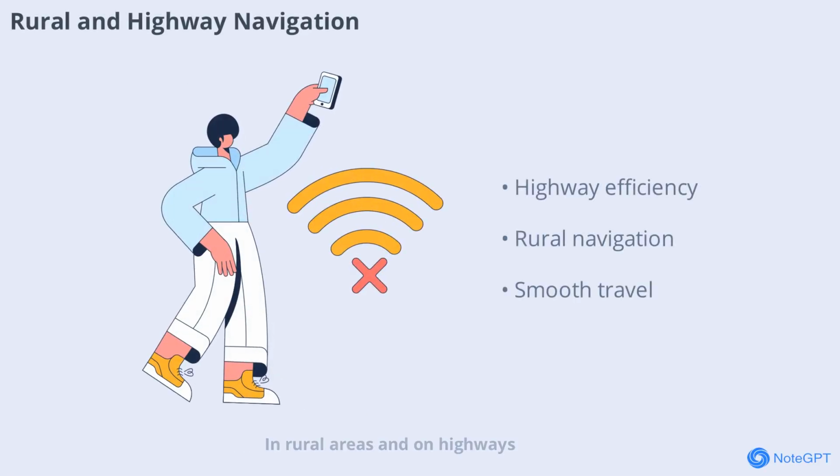In rural areas and on highways, Google Maps leverages contraction hierarchies and pre-computed shortcuts to deliver fast navigation. By focusing on major roads, the app reduces computational load and ensures efficient routing across long distances. This approach keeps travelers moving smoothly, even in remote regions.